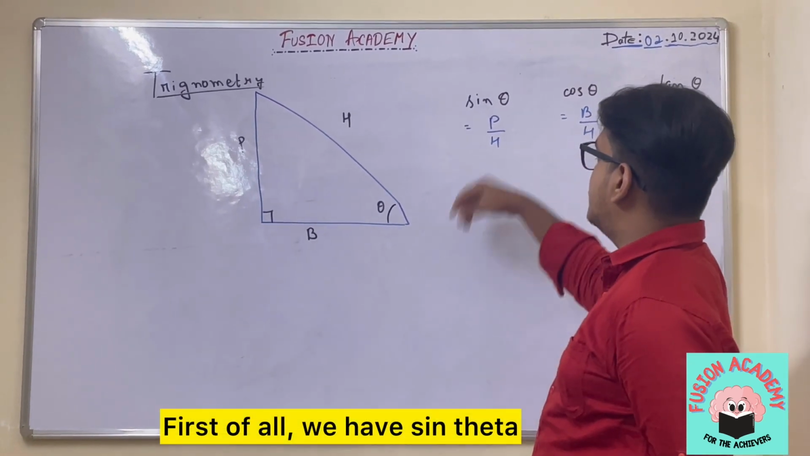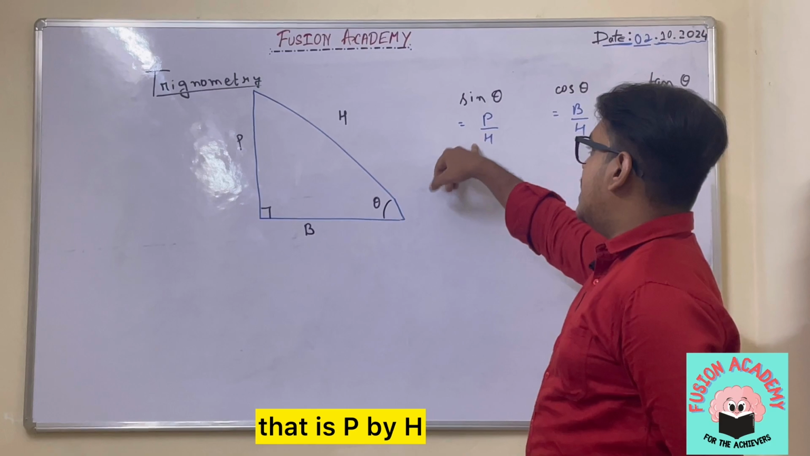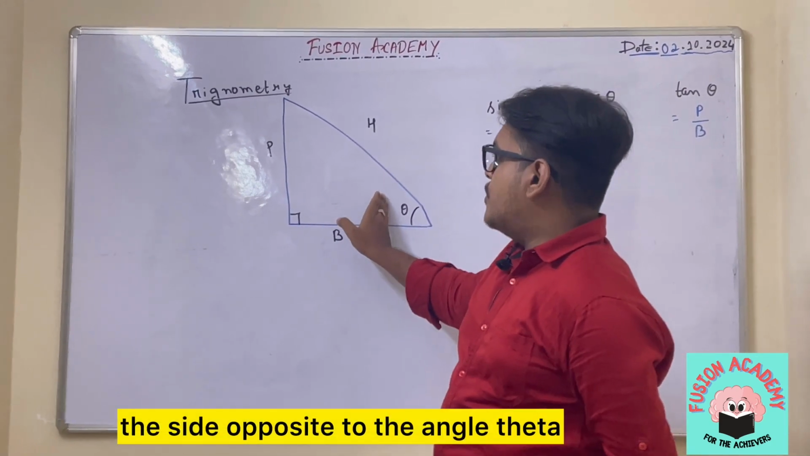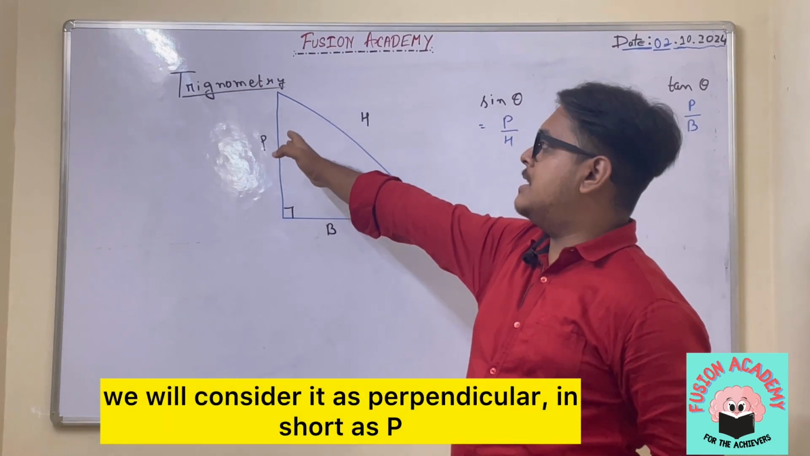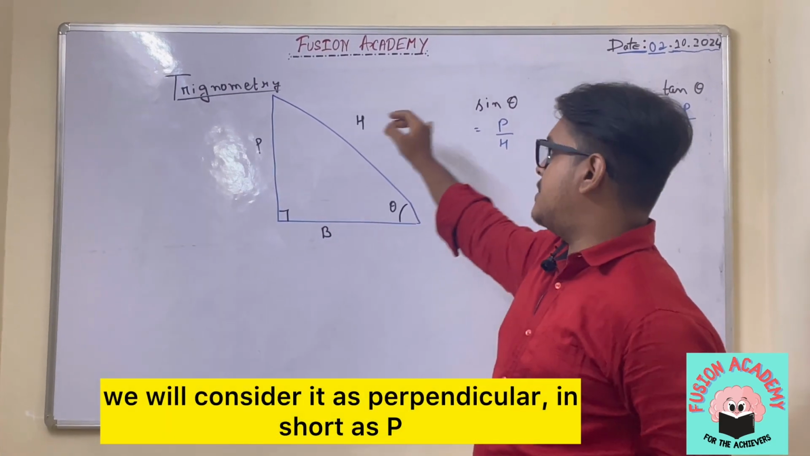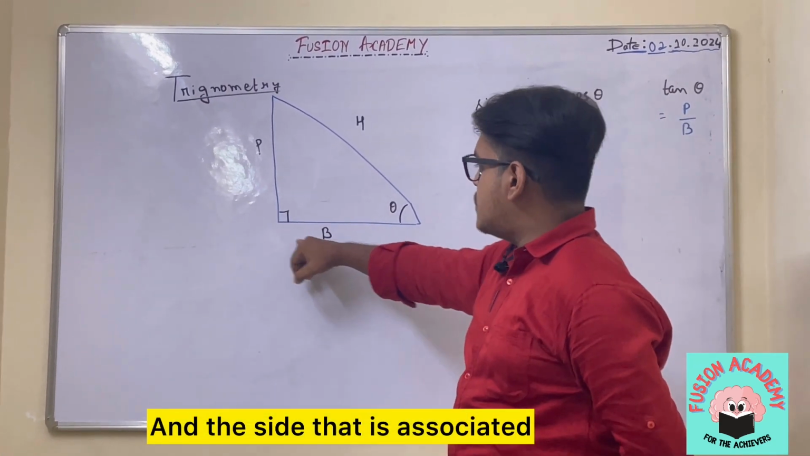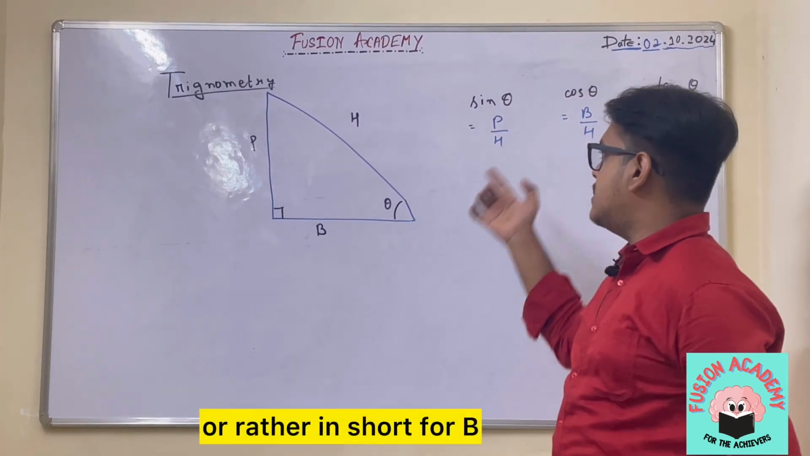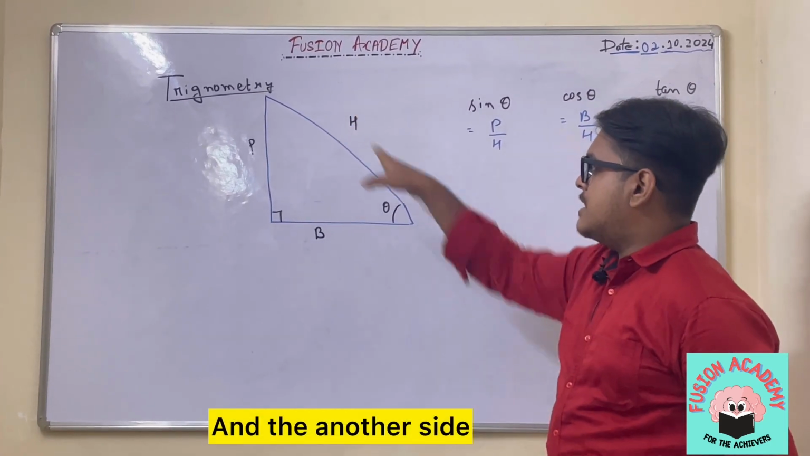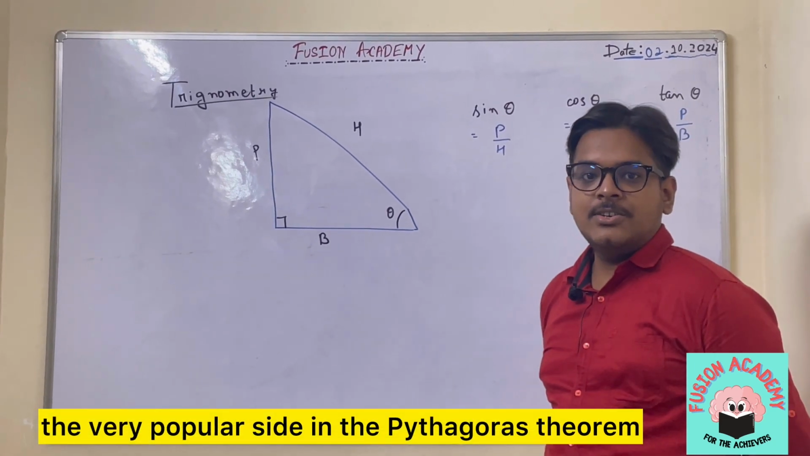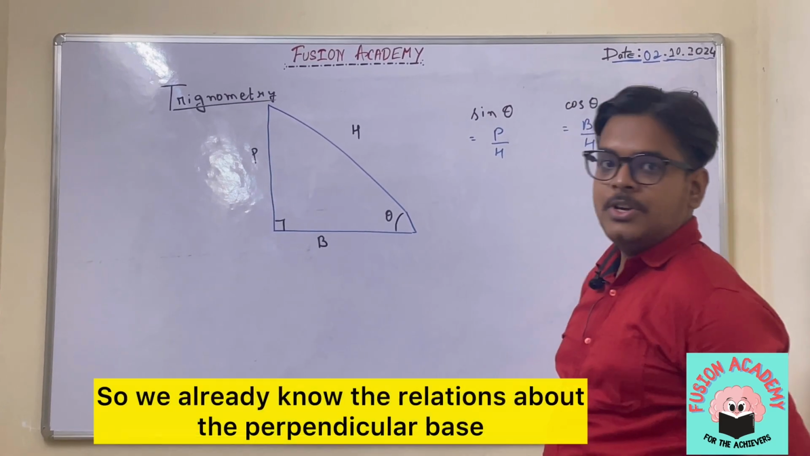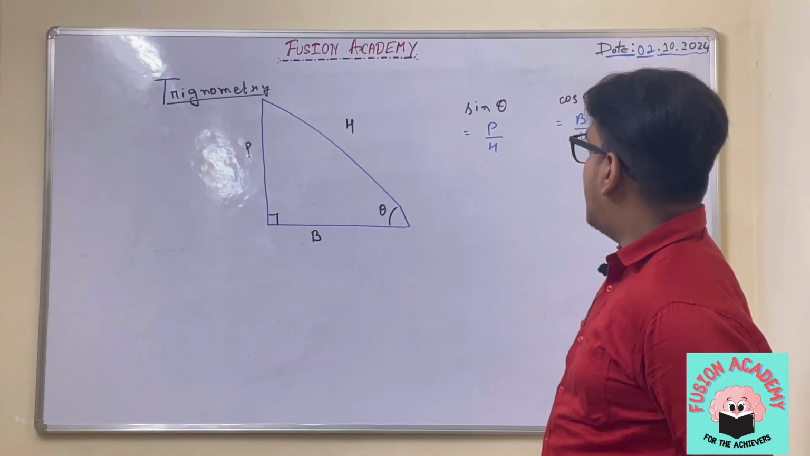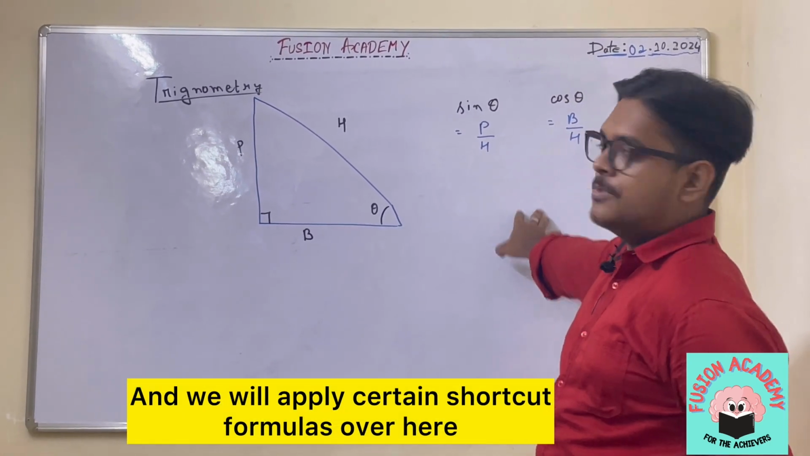First of all, we have sine theta, that is p by h. Now what is p, what is h? In a right angle triangle, the side opposite to the angle theta we will consider as perpendicular, in short p, and the side that is joined with the angle theta we will consider as base, in short b. And the other side, the very popular side in the Pythagoras theorem, is the hypotenuse. We already know the relations about the perpendicular, base and hypotenuse from the Pythagoras theorem, and we will apply certain shortcut formulas over here.